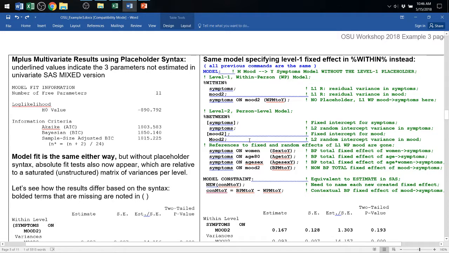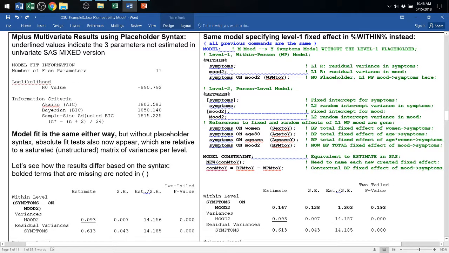Oh, yeah, see, I showed you. I thought I had done that. On the next page, I have a side-by-side comparison as to what you get.